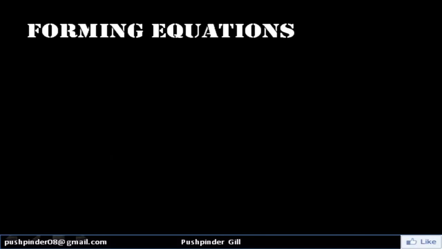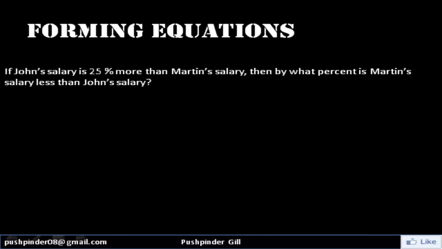Now let's just start forming equations, because it's all about equations in all these tests like GMAT, CAT, GRE. It's all about equations. So what you have to do is whatever kind of statements you have seen in the previous slides, you just need to use those statements and translate them into equations so that you can do your questions really easily. So over here, if John's salary is 25% more than Martin's salary, what can you get from here?